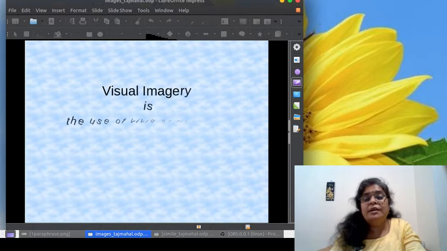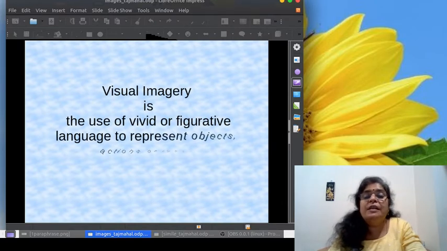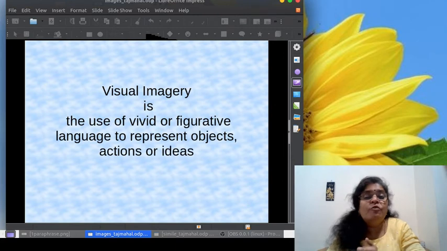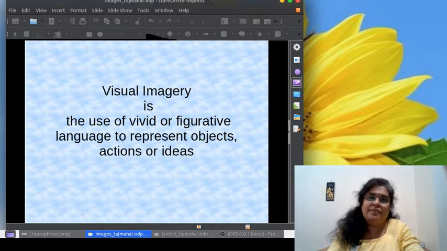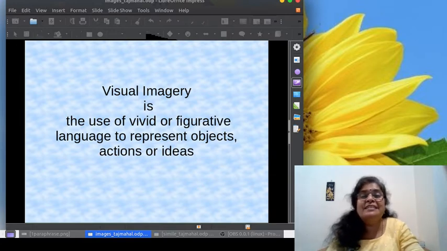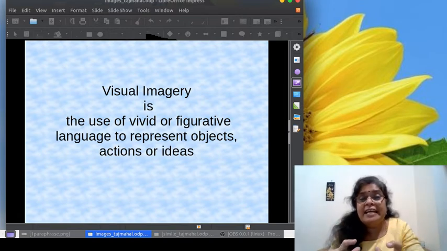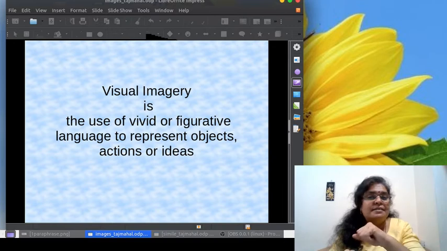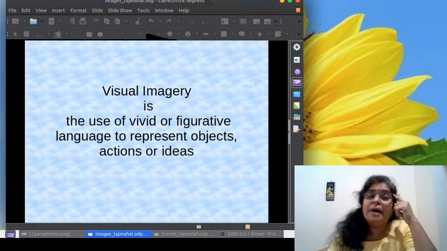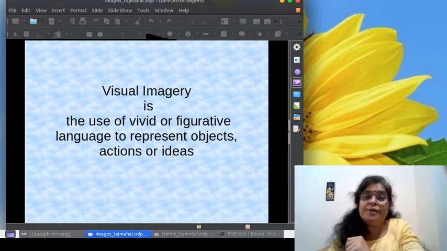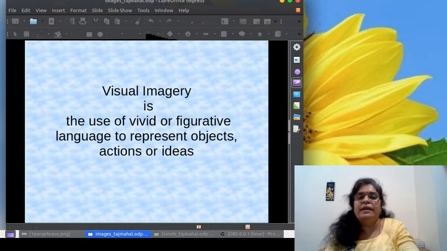So, what do you mean by visual imagery? Visual imagery is the use of vivid or figurative language to represent objects, actions, or ideas. When we say it in simple language, it is the words that can create pictures in our mind. Words which can create a picture in our mind's eye. That is visual imagery. That's all. Okay, now listen here.